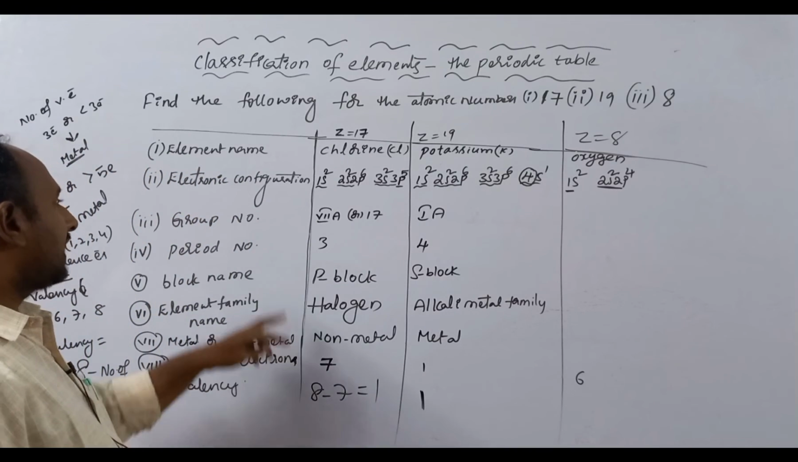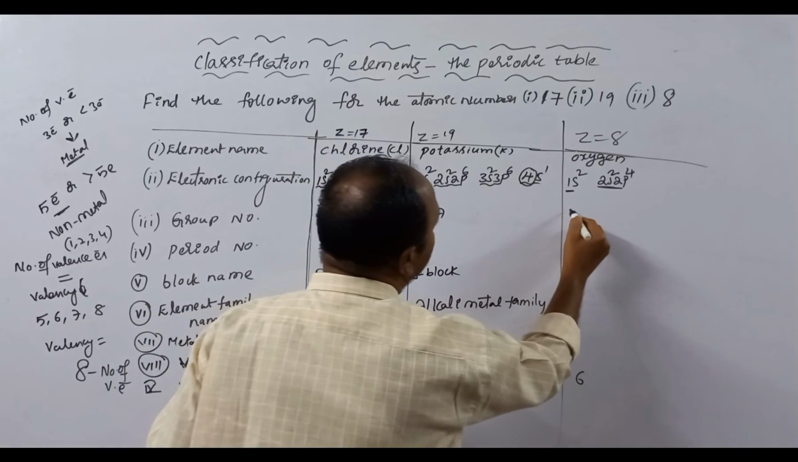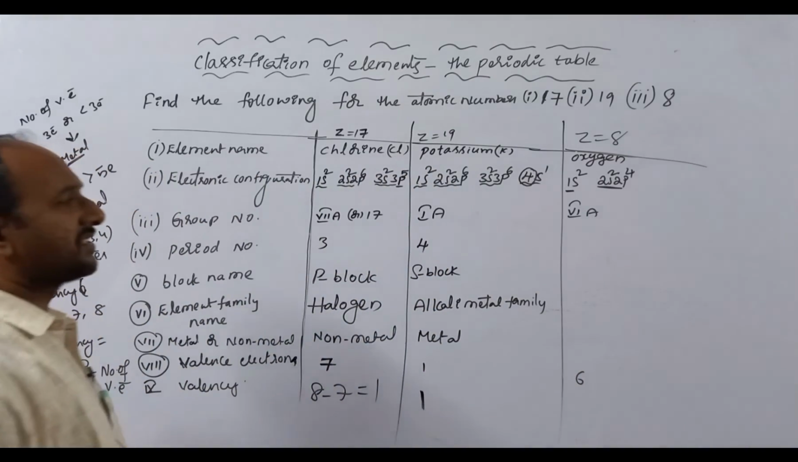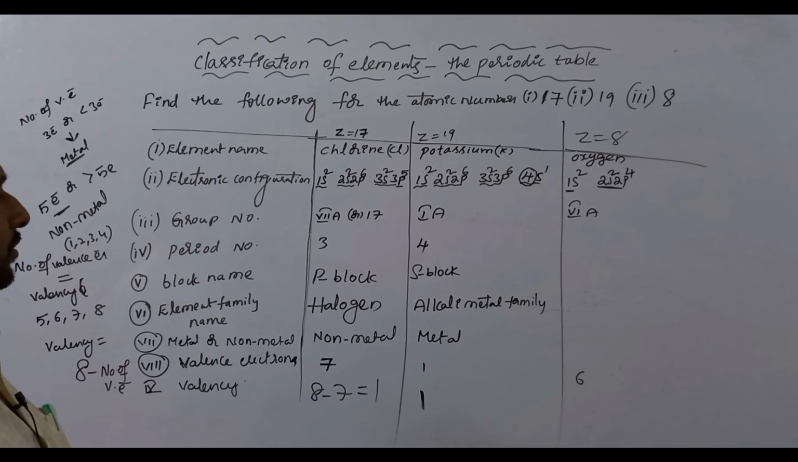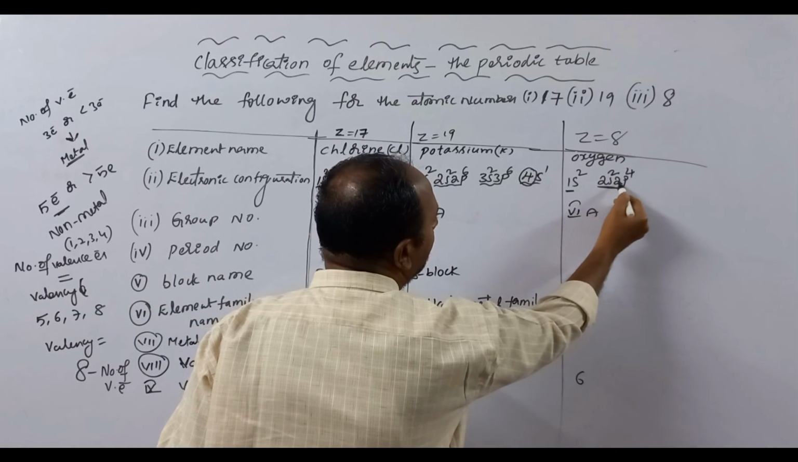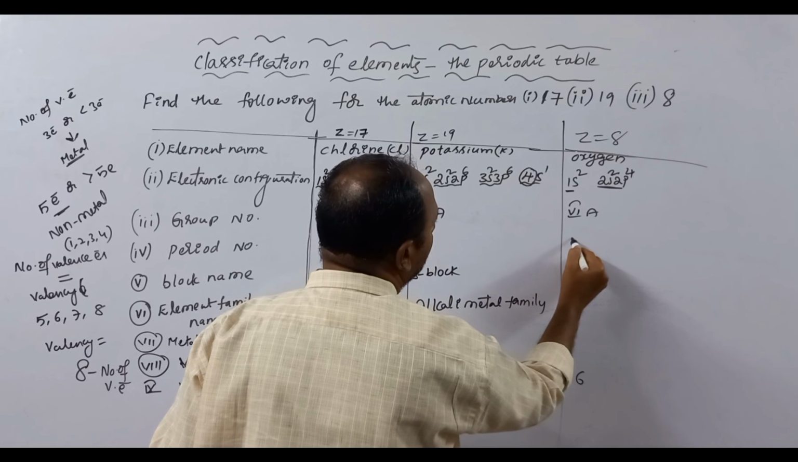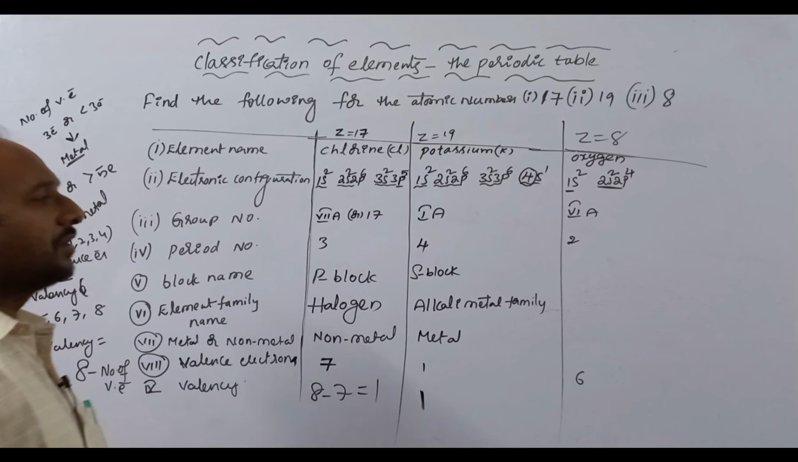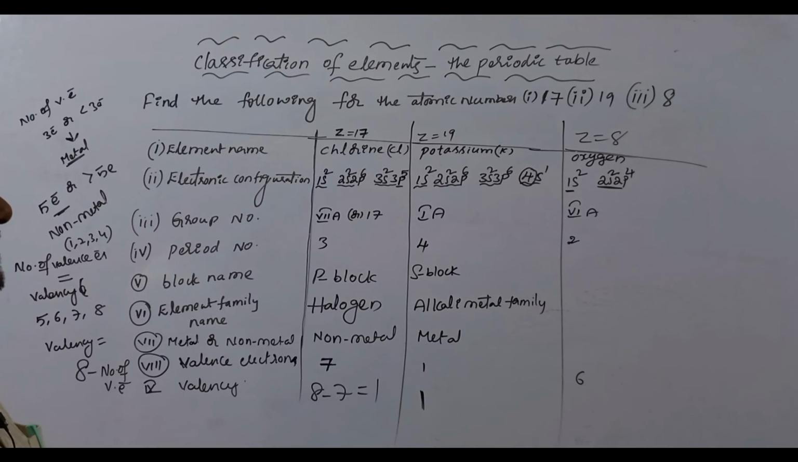Valence electrons equal to group number, so it is 6A group, or 16th group. Period number, students. Shell number 1, shell number 2, maximum shell number 2. So oxygen belongs to second period. So you can find position of oxygen in the second period in the 6A group.